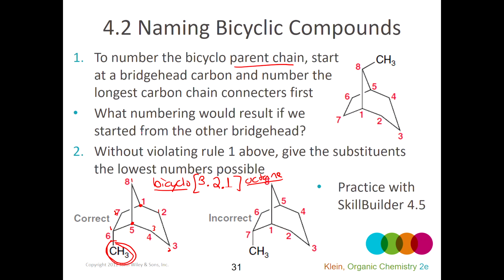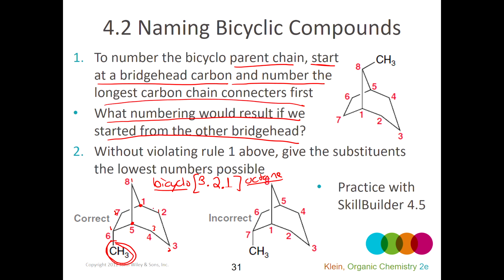Actually, let's see. Oh, I think they are here. Okay, they're here, right. So when you're numbering a bicyclic system to determine what number the substituent should get, you have to start from a bridgehead carbon. And you have to number into the longest loop first.